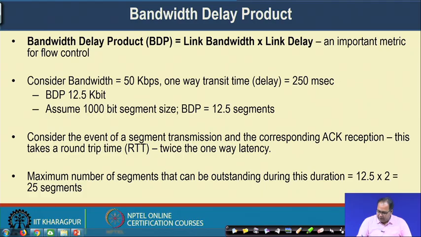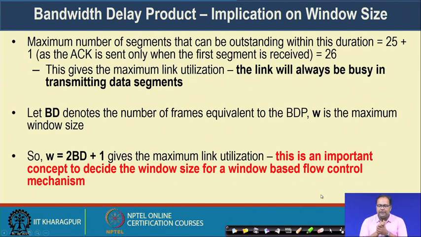So, now this is the description that I have given. Ideally, the maximum number of segments that can be outstanding within this duration is these 25 segments, which is equal to the channel capacity plus 1. This plus 1 is the acknowledgement for one frame which has just been received by the sender. The sender has not processed it yet, it has just received it. That is why we add this one here, which gives you the maximum link utilization.